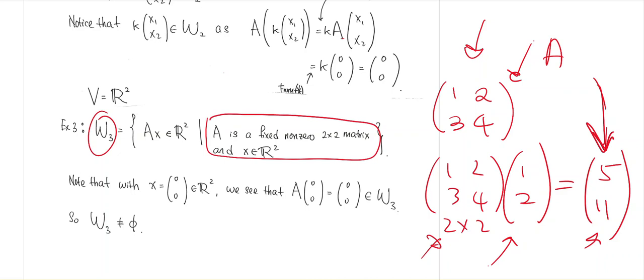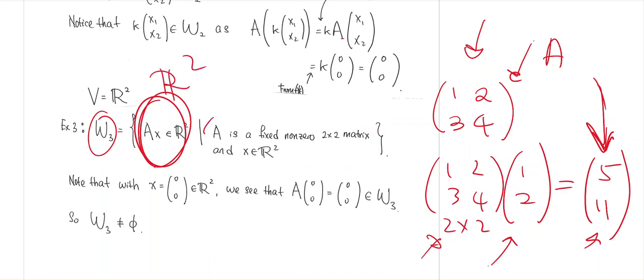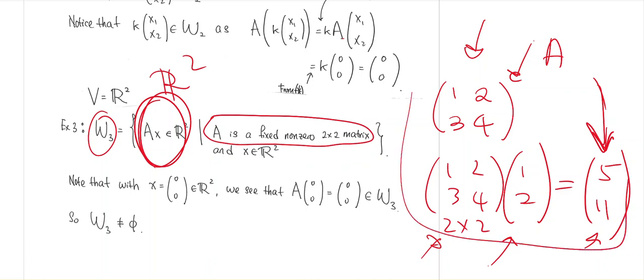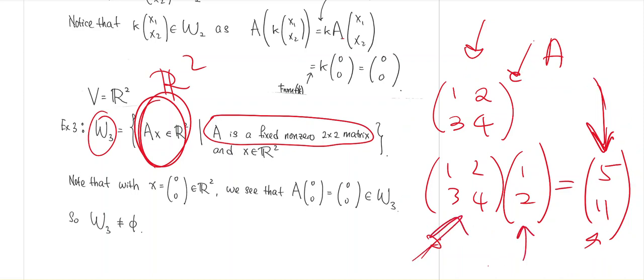Okay, so what it says is, we are collecting all these things, which are elements in R2, and here the A is a fixed non-zero 2 by 2 matrix. So throughout this process, as you can see just now when we were investigating this thing, I didn't change 1, 2, 3, 4. The only thing I changed is the entries right here, x1, x2. This is the only thing I changed, right?